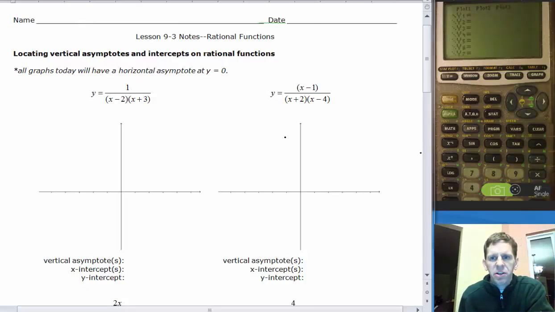These are the Lesson 9.3 notes on rational functions. Today we're going to look at what graphs of rational functions look like. We're going to talk about the vertical asymptotes and the x and y-intercepts on rational functions. First of all, what is a rational function?